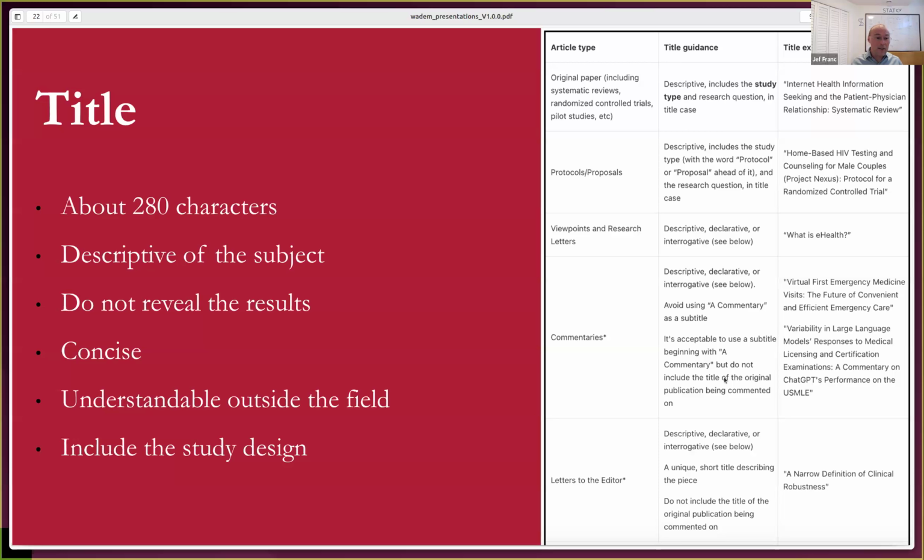Titles, 280 characters is about the maximum. Describe the subject. I don't think that the results should be given in there, so don't reveal the results. Make sure it's concise. It should be understandable outside your field as well.